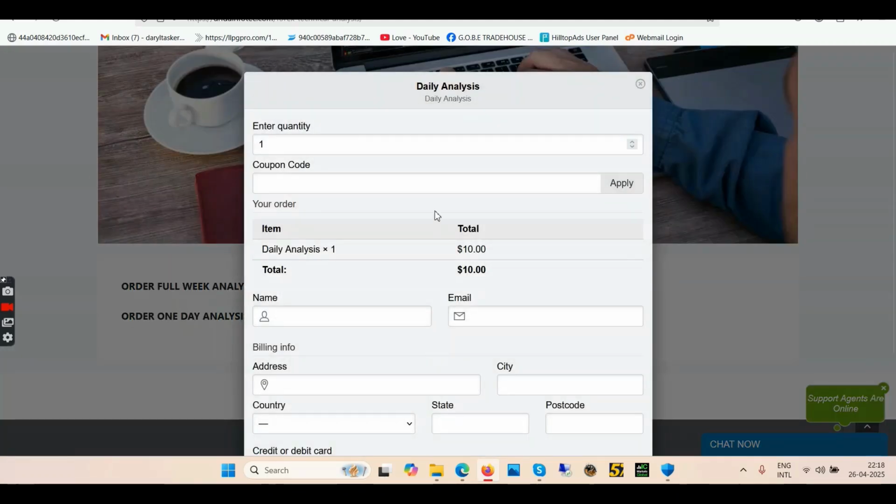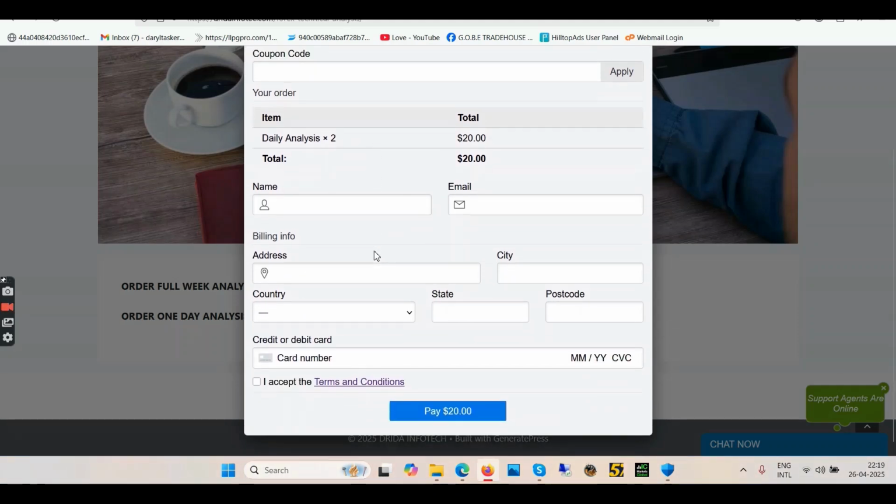Once you place the order, again the same thing. If you want to only have the analysis for one pair, choose quantity 1. If you want 2 pairs in your mind, 2 pairs for daily analysis, then 2, and that will become $20, and so on. Okay, now after you place the order, you fill up all these details and then you click on pay now.